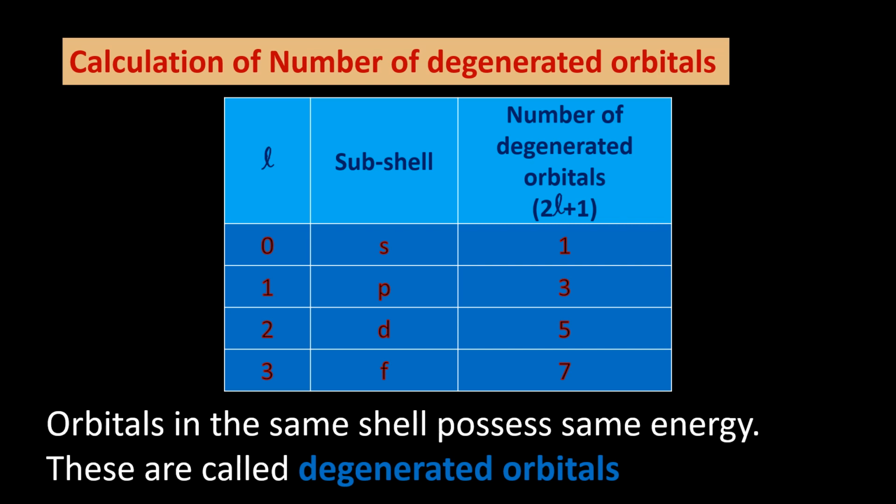Now S has only one orbital, one degenerate orbital. Did you see that there is a spherical shaped red colored ball, the spherical shape I showed you before.